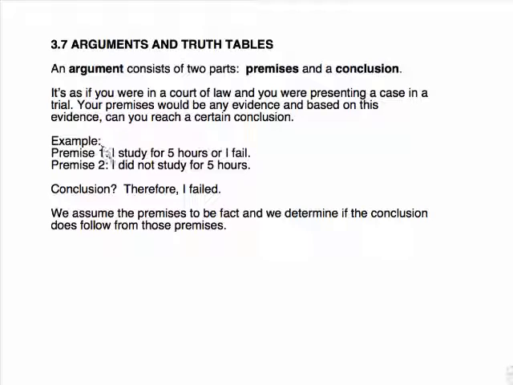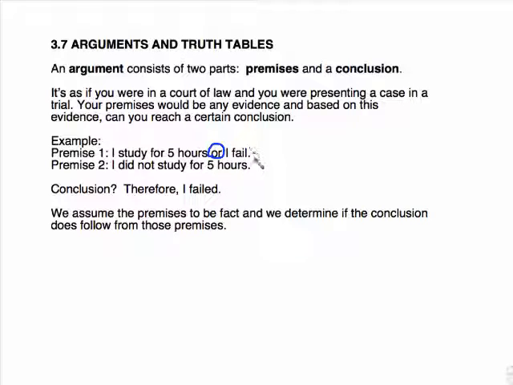So a simple example, premise 1 is, I studied for 5 hours or I fail. Premise 2, I did not study for 5 hours, and our conclusion is, therefore, I failed. Now let's talk about this before we get into the truth tables. This is something that I hope is logical to you.